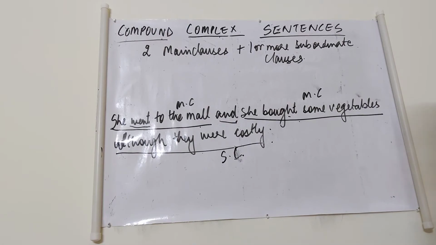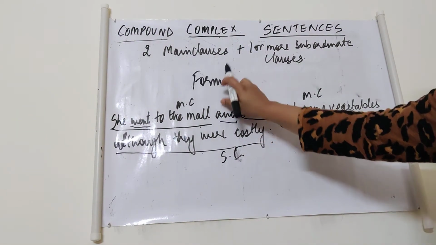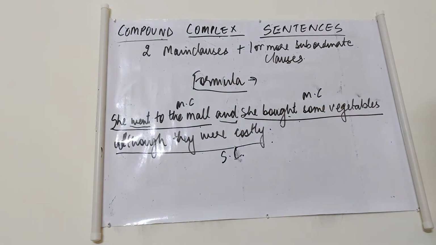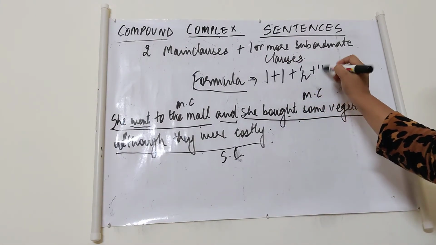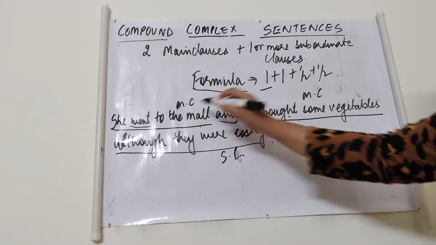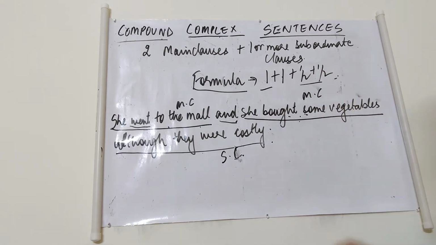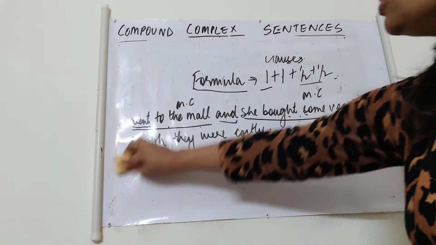Is it clear? Now, I will be explaining again. Here is the formula for the verb. Like we have been discussing the formula for the compound sentence and simple sentence, here it is 1 plus 1 plus half plus half. So 1 for the main verb, 1 for the other main clause, and half for each of the two subordinate clauses.